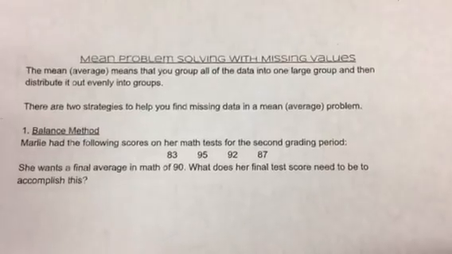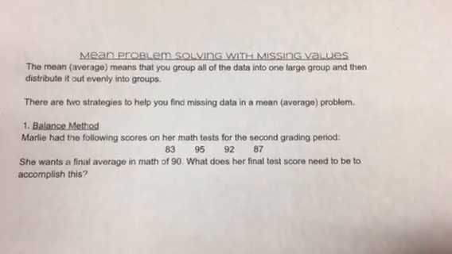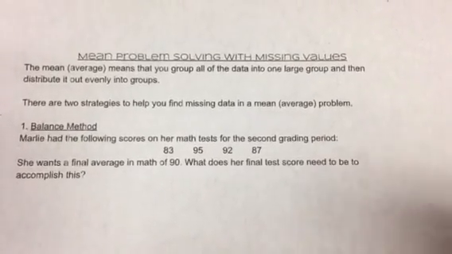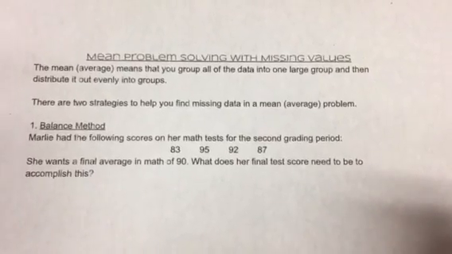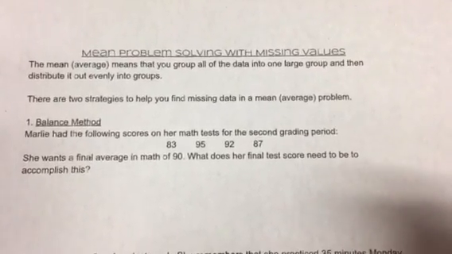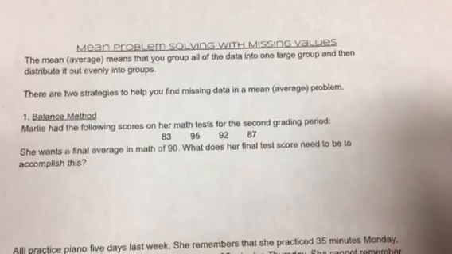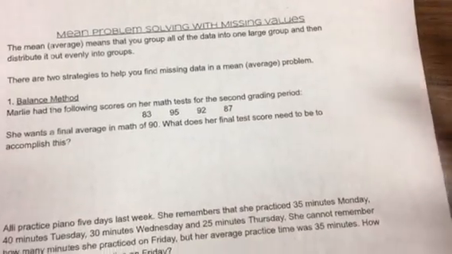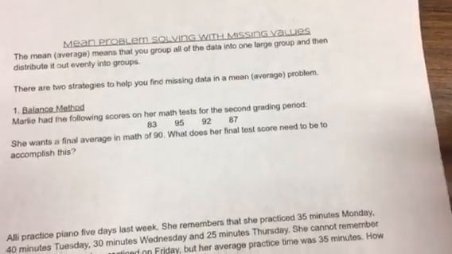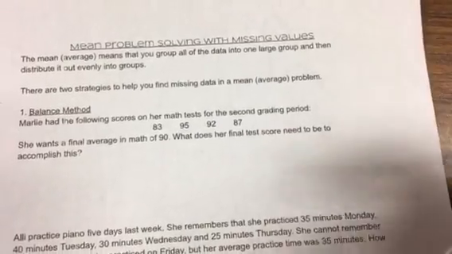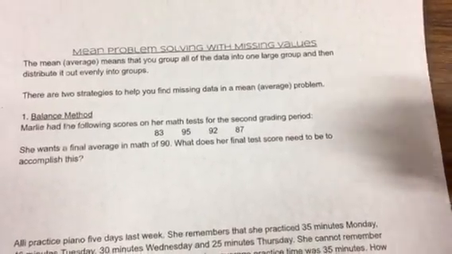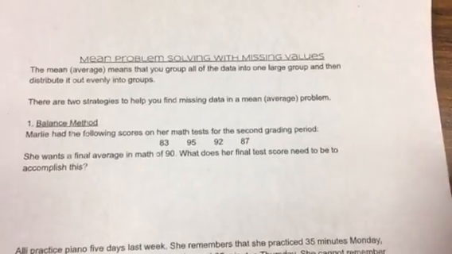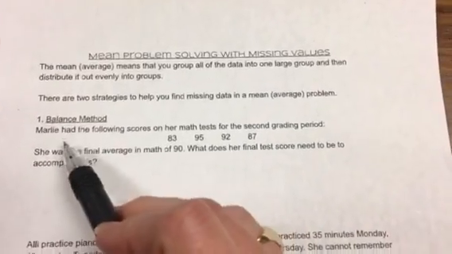Today we're going to talk about two strategies to help you find missing data in a mean or an average problem. The first is we're going to think about like a balance beam or a seesaw or a balance in a science class, if that's what you want to think about. And we want our parts to be evenly distributed, sort of like the dollars that your mom gave you and your siblings. So this is the first example that we're going to do.